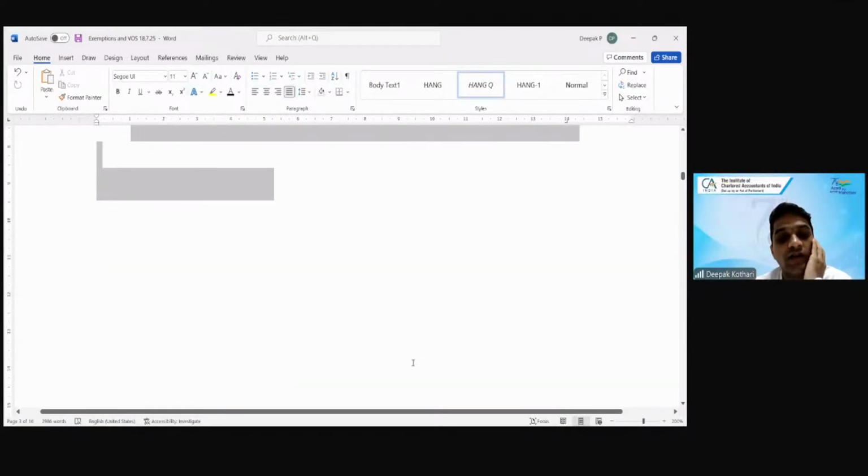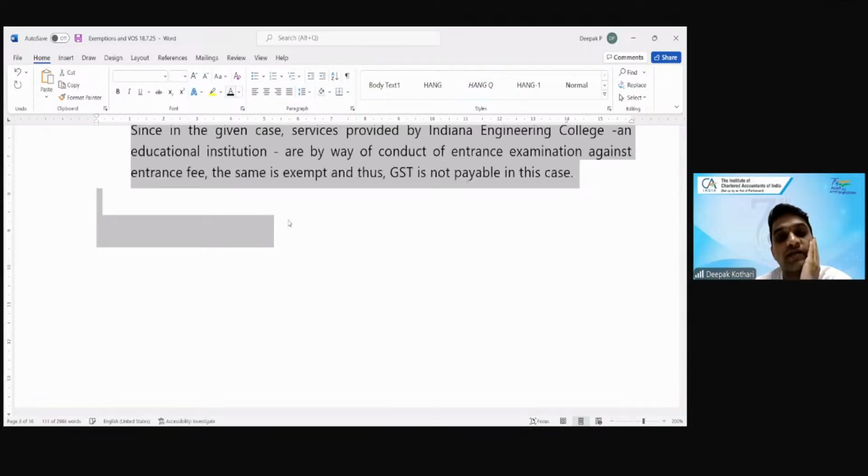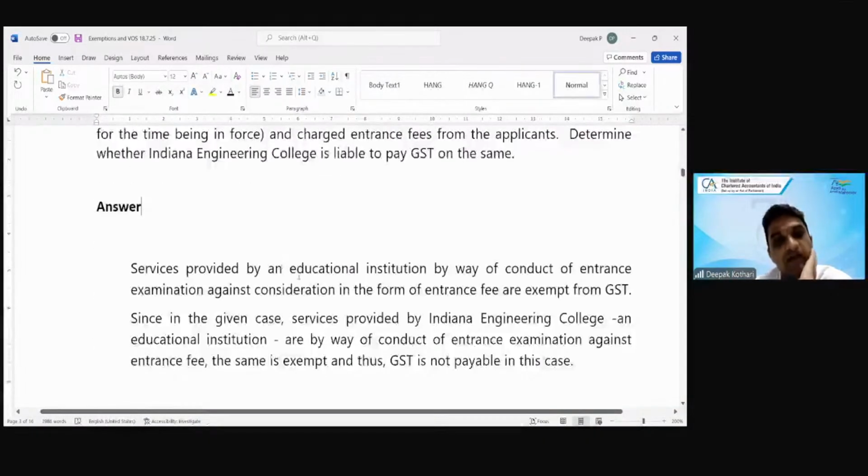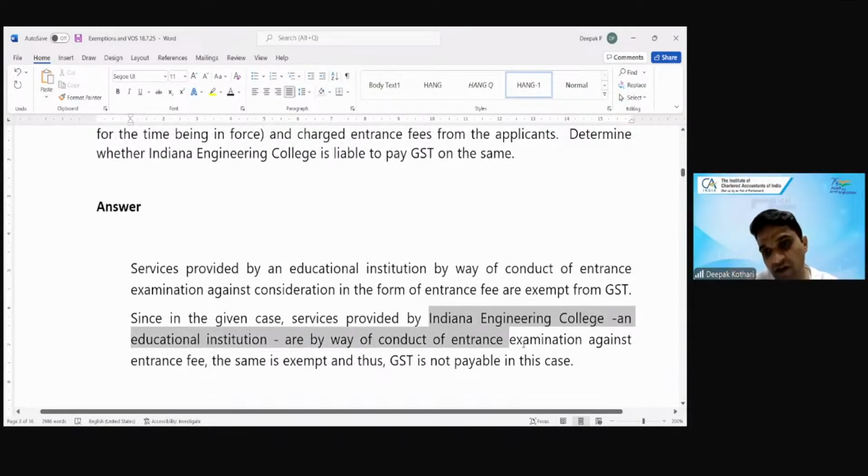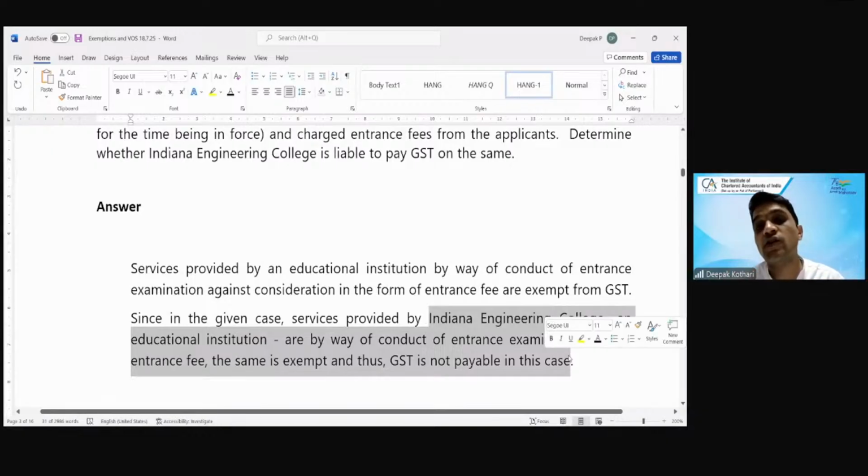That is what is taxable and what is exempted. Educational services are exempted, and services provided by an educational institution by way of conduct of entrance examination against consideration in the form of entrance fees are exempt under GST. Since in the given case, services provided by Indiana Engineering College, which is an educational institution, are by way of conduct of entrance examination against entrance fees, the same is exempt and thus not liable to GST. GST is not payable in this case.